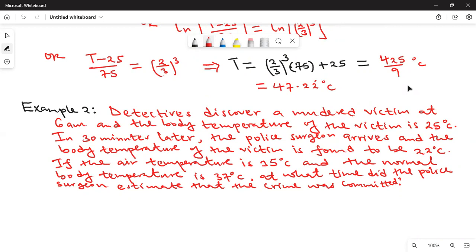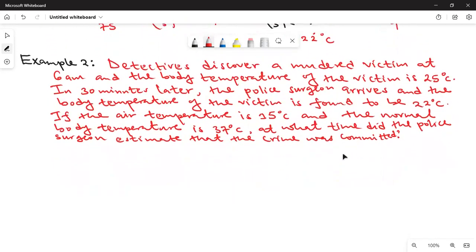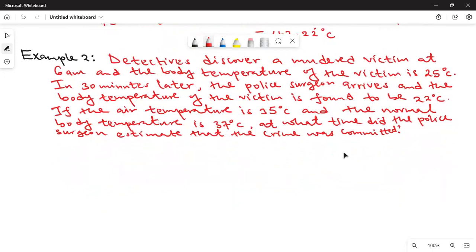30 minutes later, the police surgeon arrives and the body temperature of the victim is found to be 22 degrees centigrade. If the air temperature is 15 degrees centigrade and the normal body temperature is 37 degrees centigrade, at what time did the police surgeon estimate that the crime was committed? That's the question. Again, let's analyze this problem to make our work easier when solving it.